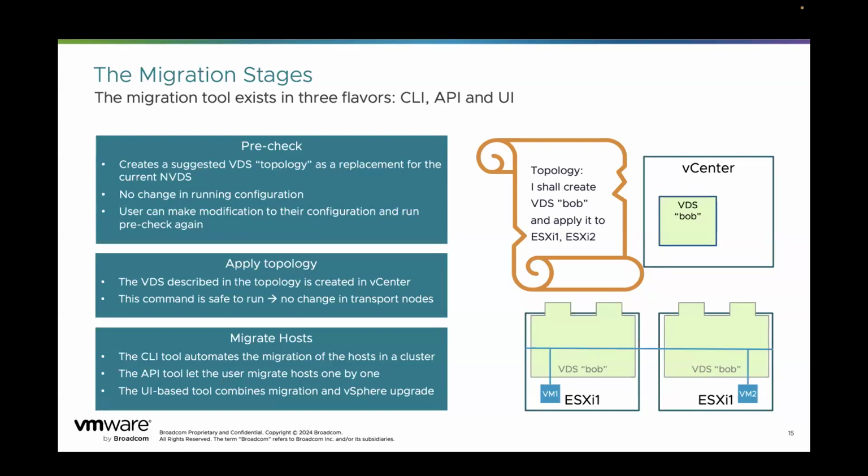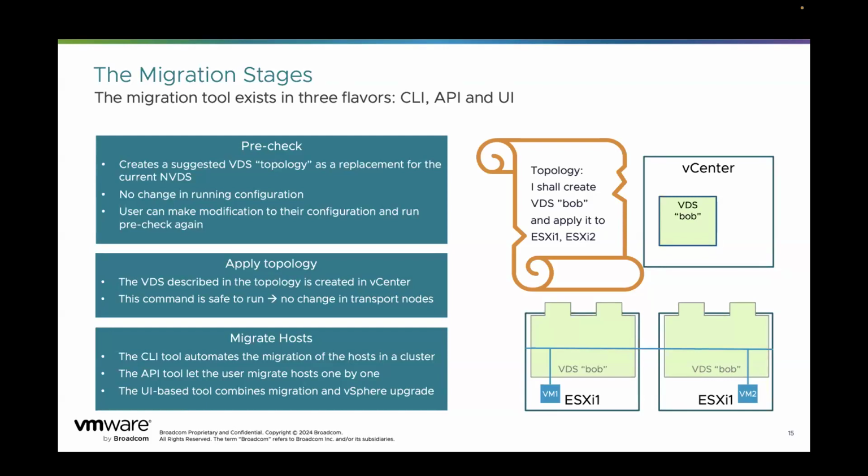Finally, the UI-based tool is just doing the first two steps. It's doing the pre-check and the apply topology, and also shows you a screenshot of that, meaning that your VDS is ready. But the migration itself will happen when you upgrade your ESXi host from one vSphere version to another. So for example, for the person who asks a question about their 7.0U2 ESXi version, what you could do there is go through the first two steps, pre-check, apply topology.